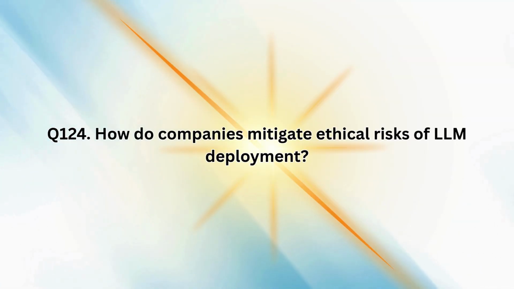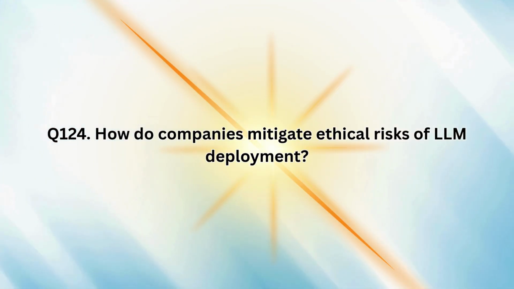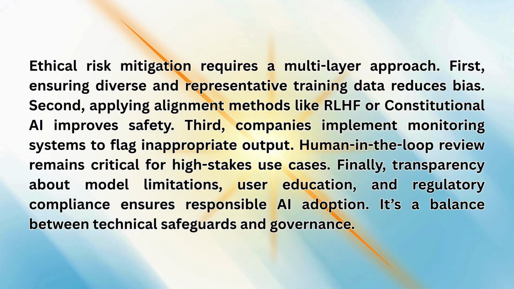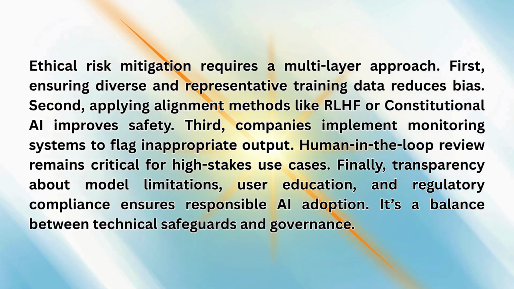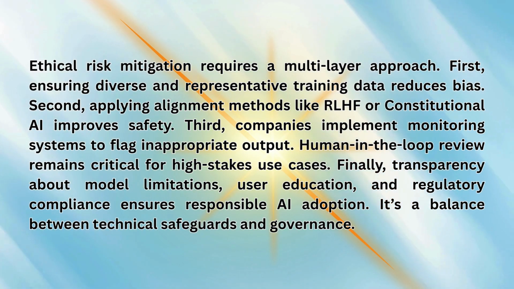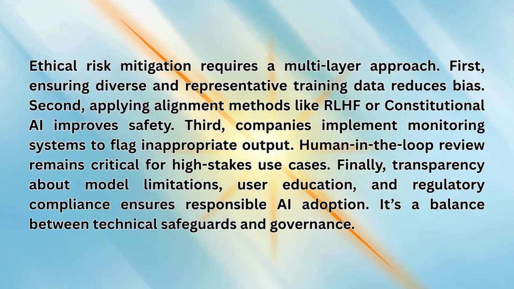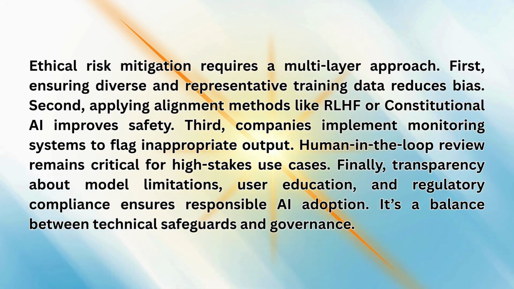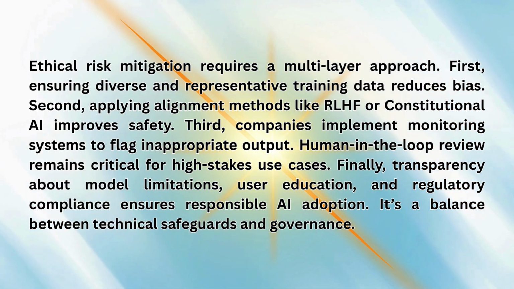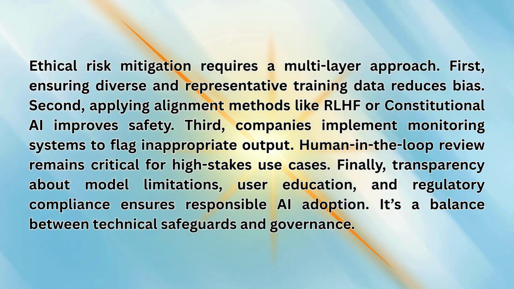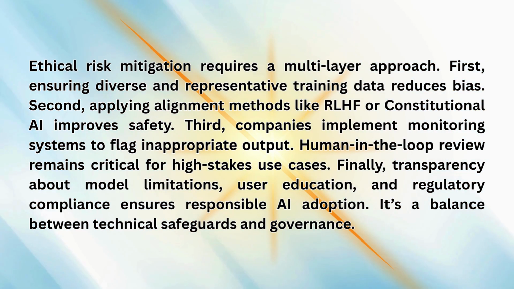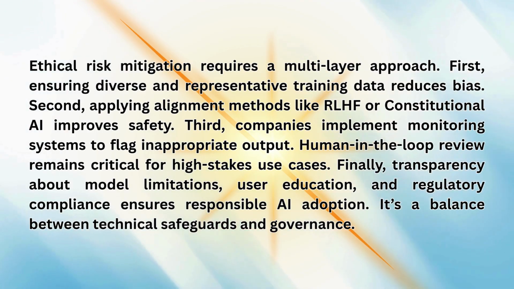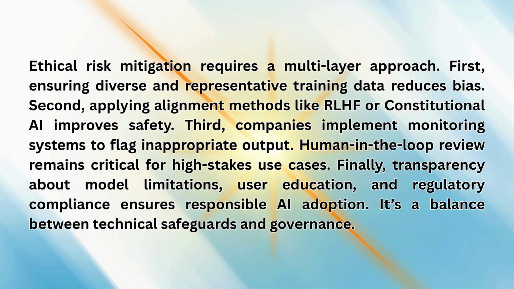How do companies mitigate ethical risks of LLM deployment? Ethical risk mitigation requires a multi-layer approach. First, ensuring diverse and representative training data reduces bias. Second, applying alignment methods like RLHF or constitutional AI improves safety. Third, companies implement monitoring systems to flag inappropriate output. Human-in-the-loop review remains critical for high-stakes use cases. Finally, transparency about model limitations, user education, and regulatory compliance ensures responsible AI adoption. It's a balance between technical safeguards and governance.